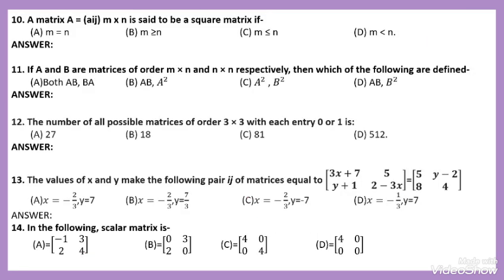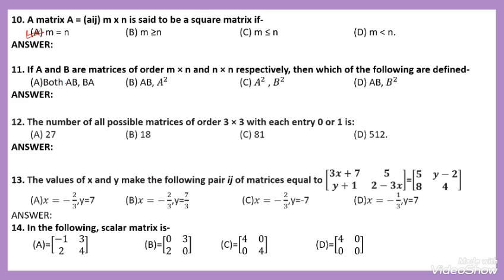Question number 10. A matrix A is equals to Aij, M cross N is said to be a square matrix. Square matrix means must and should the number of rows and number of columns are equal. Then the option number A is correct.